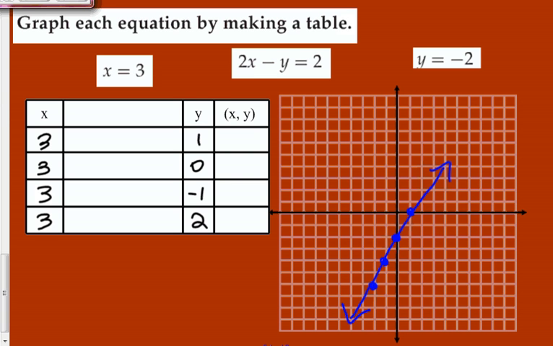You can come over here and put, okay, 3, 1, 3, 0, 3, -1, and 3, -2. I forgot my negative. But what I'm trying to show you is it makes a vertical line. Sorry about that. It creates a vertical line. Anytime it's x equals 3, it's a vertical line.